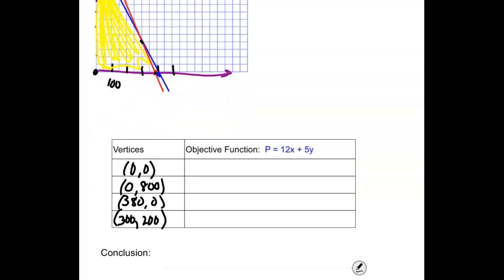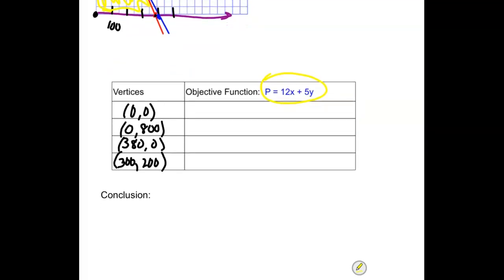All right, so now we have our vertices, and we knew that we had this objective function where we can help 12 people with each of our x's, our boxes of food, and 5 people with each of our y's, our boxes of clothing. And we wanted to maximize the number of people we could help. So we're going to go through our objective function and plug in our possible x and y values. But if we take no food and no clothing, we can't help anybody. If we take instead no food and all the clothing we can, which was 800, we can help 4,000 people.